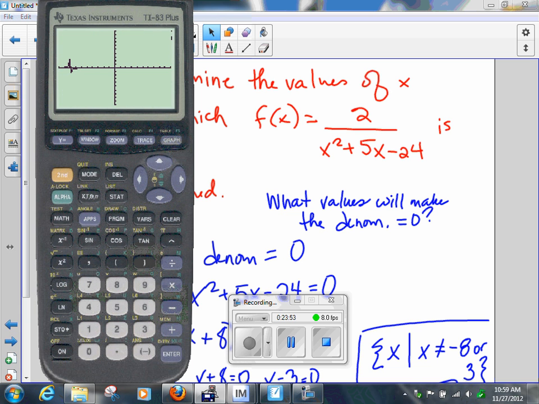Great. What? Hit Zoom 6 for Zoom Standard. Are you on Zoom Standard? Still does it. It's because it's your birthday today. I don't know why. I really don't know why.